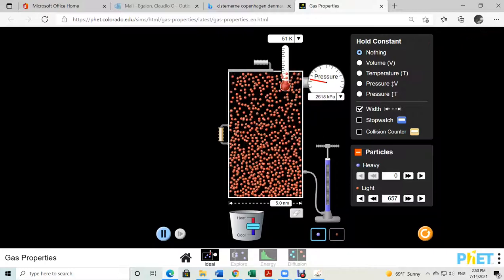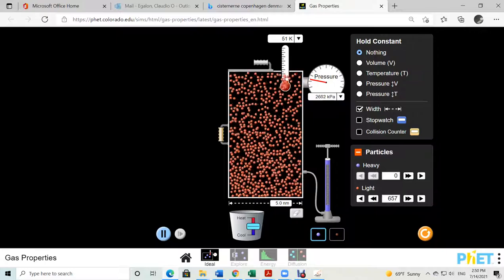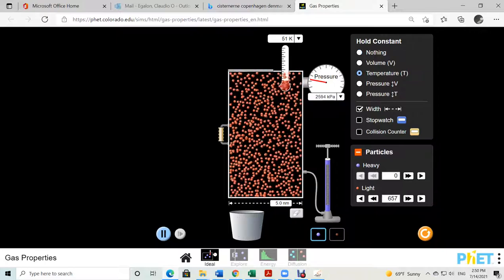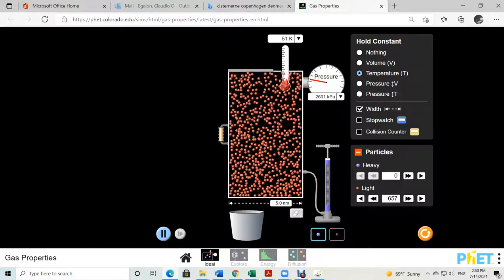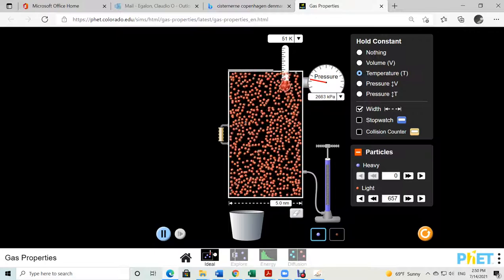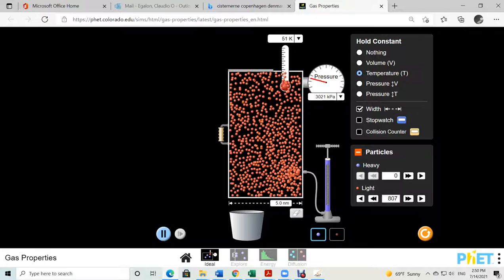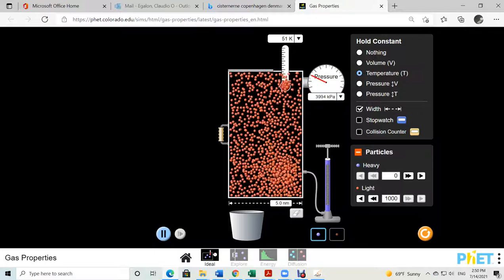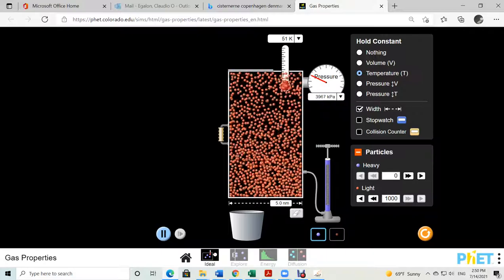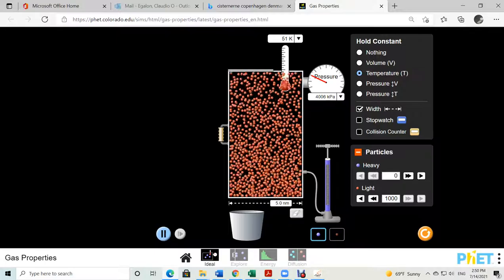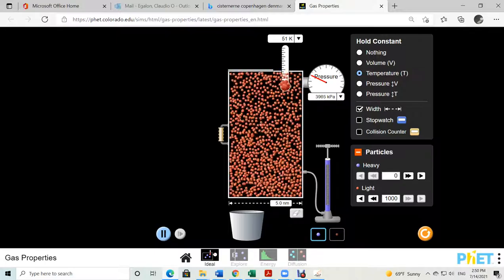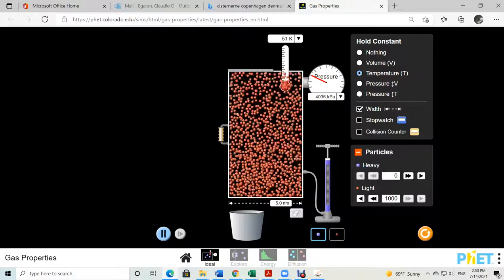Let's see, we are going to keep the temperature constant. Here you go. Ah, but the temperature now is too low. I don't think I'll be able to pop it. Let's see here. It's going to take forever, because the temperature is too low right now. And you have a limit of how many particles you can get in there. Okay? That's one way.